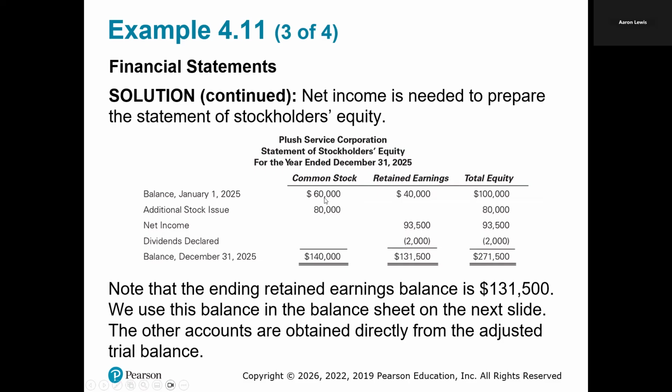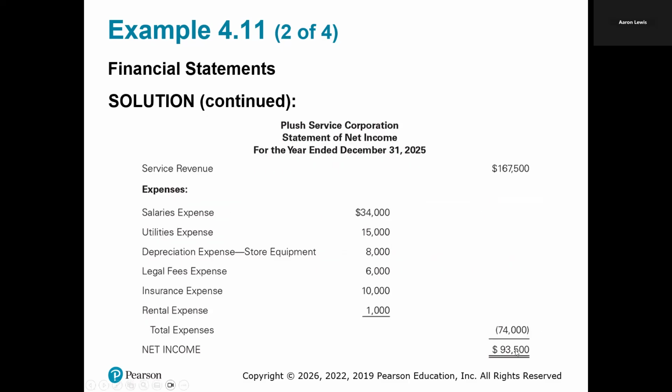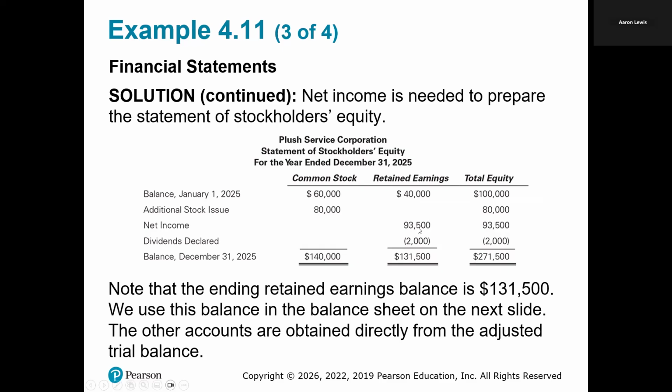So Plush had $60,000 worth of common stock on their books when this period began. During the period, they raised another $80,000 by issuing new shares of common stock. Well, that brings its new balance up to $140,000. The other component of equity, retained earnings, they were already retaining $40,000 worth of earnings at the beginning of the period. During the period, they had $93,500 worth of net income. We just got that number determined on our income statement, so we bring that on over. But they also declared, in this case paid, $2,000 worth of dividends.